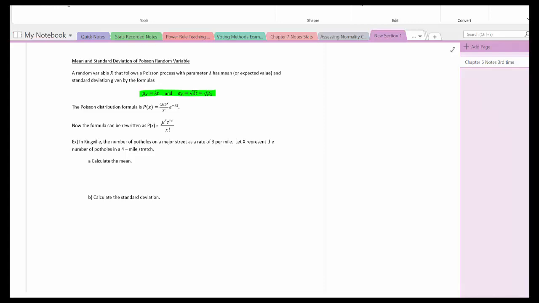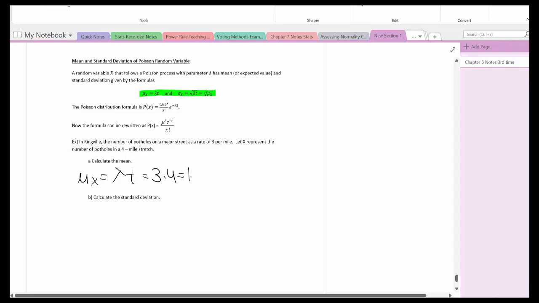So for part A, I want to be able to calculate the mean. Well, the mean is just going to be lambda times t. Well, the rate is 3. We're dealing with a 4-mile stretch, so it should be 12 potholes. The standard deviation for us is just going to be the square root of lambda times t. Well, we know that's the square root of 12 thanks to part A. And rounding to 1 decimal place, that's going to be 3.5.